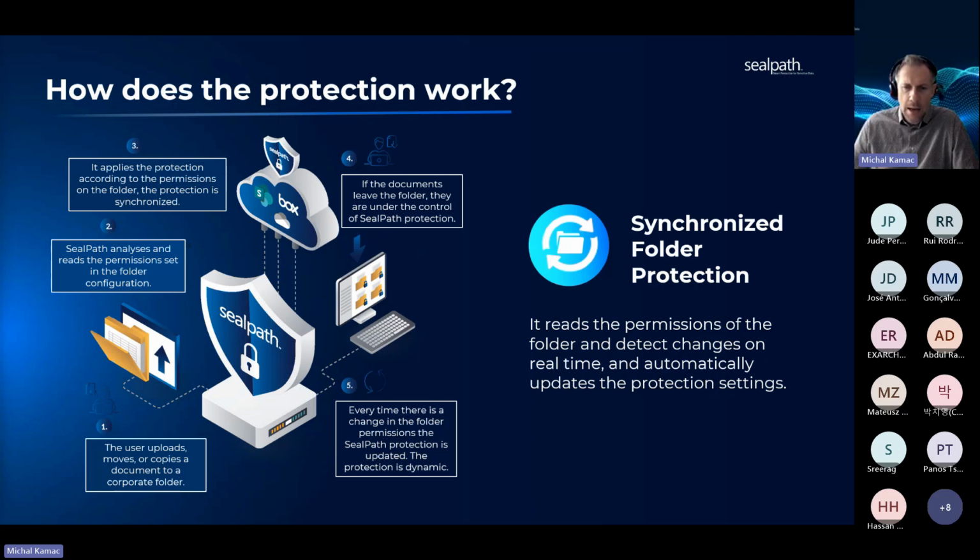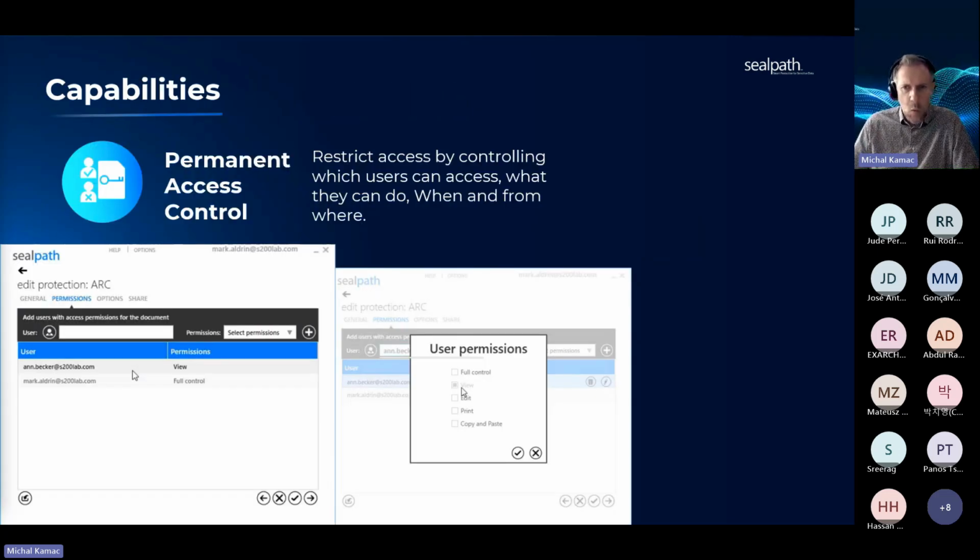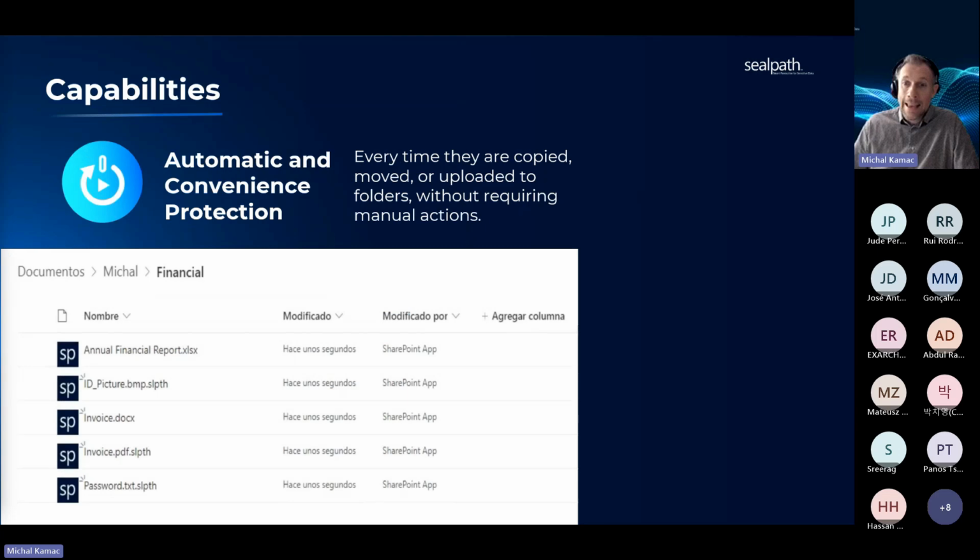So let me talk about some capabilities. We have the possibility, as you know from other products, to manage the policy, allow access to certain users, and remove access, control digital rights over files, view, edit, print, copy and paste, etc. The automatic protection, where the protection is applied without the need for any manual action. Once you create your rule, users just drop files into a folder, and they will be protected automatically.